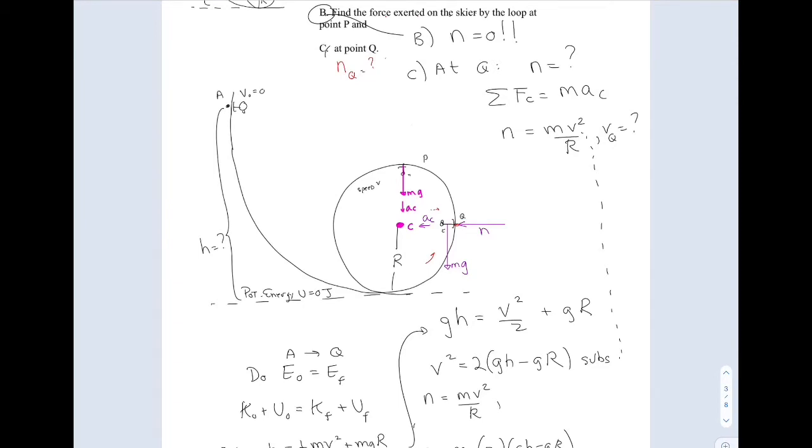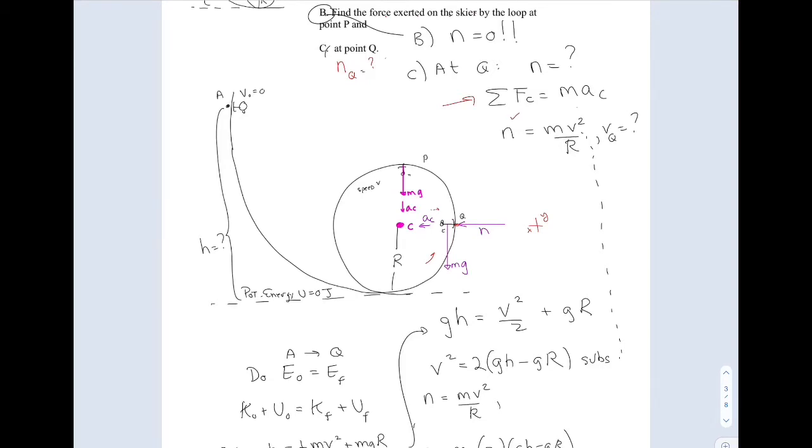So remember, the normal force is a force on the skier. Okay, so I have the normal force, I have mg. I didn't really draw an x and y because I'm trying to find n, and n is in the centripetal direction. So I'm going to apply F equal ma in the centripetal direction. So I look at my picture. The only thing that points in the centripetal direction inward is n. That's equal to mv squared over r.